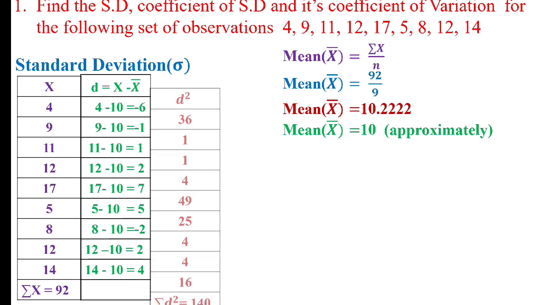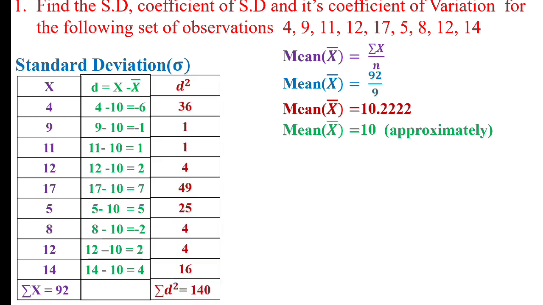Then squaring of this value. 6 square 36, 1 square 1, 1 square 1, 2 square 4, 7 square 49, 5 square 25, 2 square 4, 2 square 4, 4 square 16. All the d square values are added. Summation d square equals 140.